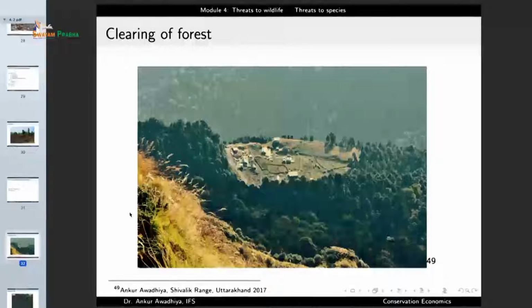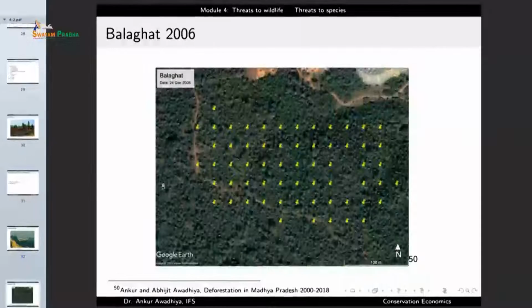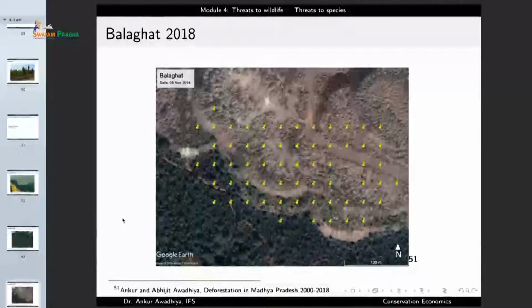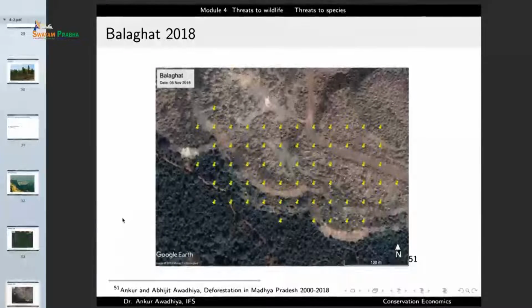Now, we have seen this example before. If there is deforestation, then that is also degrading the habitat. And we are seeing deforestation on a large scale. So, this is an area in Balaghat district of Madhya Pradesh in 2006, and this is the same area in 2018. And here we are seeing deforestation for mining operations.